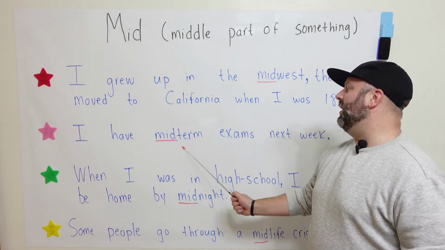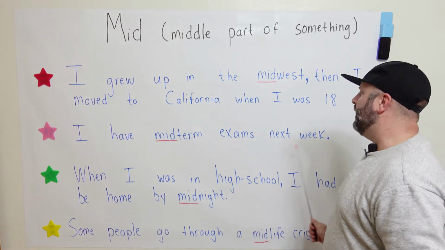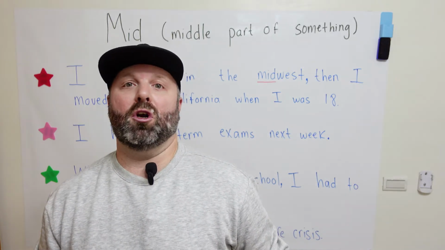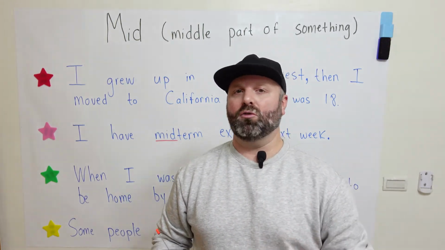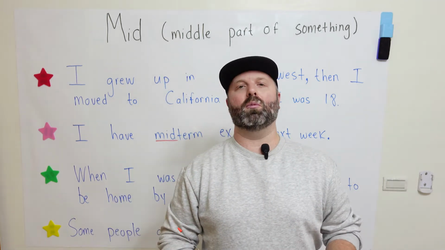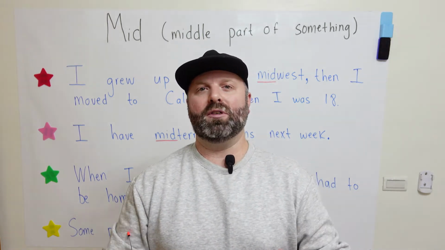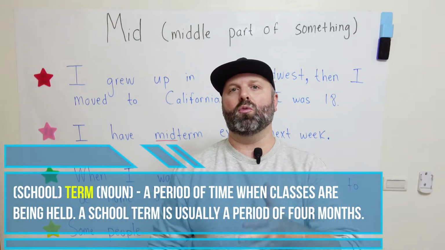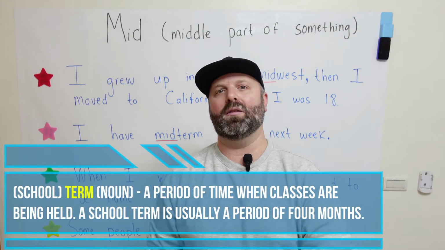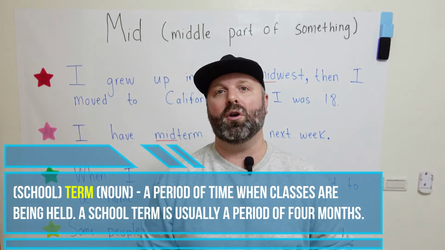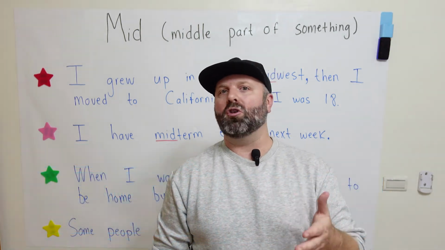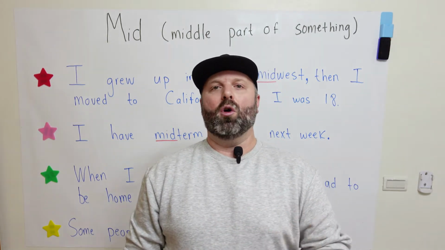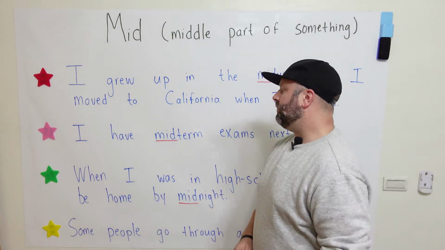I have midterm exams next week. So here, midterm, middle of the term, midterm, okay? So if you're a high school student, a university student, you probably have to write midterms. Now, a term is usually 4 months. So you would write your midterms in the second month. So if you're starting school in September, you would probably write your midterms in late October, as an example. At least that's what it was when I was in high school, okay?